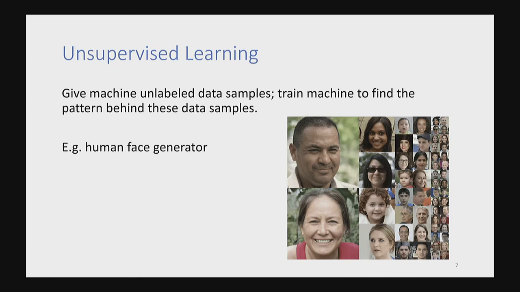And once the machine learns the pattern, or more mathematically speaking, the probability distribution of those pixels, it knows, okay, this is the probability distribution for human beings' faces. And now you ask the machine, okay, generate a new face for me. The machine can do it. That's unsupervised learning.